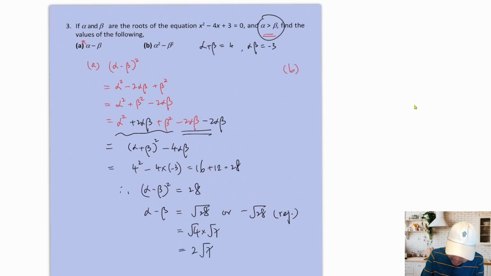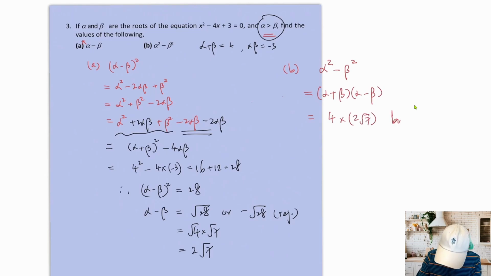In part B, we are going to find the value of alpha squared minus beta squared. It is equal to alpha plus beta times alpha minus beta. Alpha plus beta is equal to 4. Alpha minus beta, according to the answer in part A, is 2 root 7. So we have the answer 8 root 7.